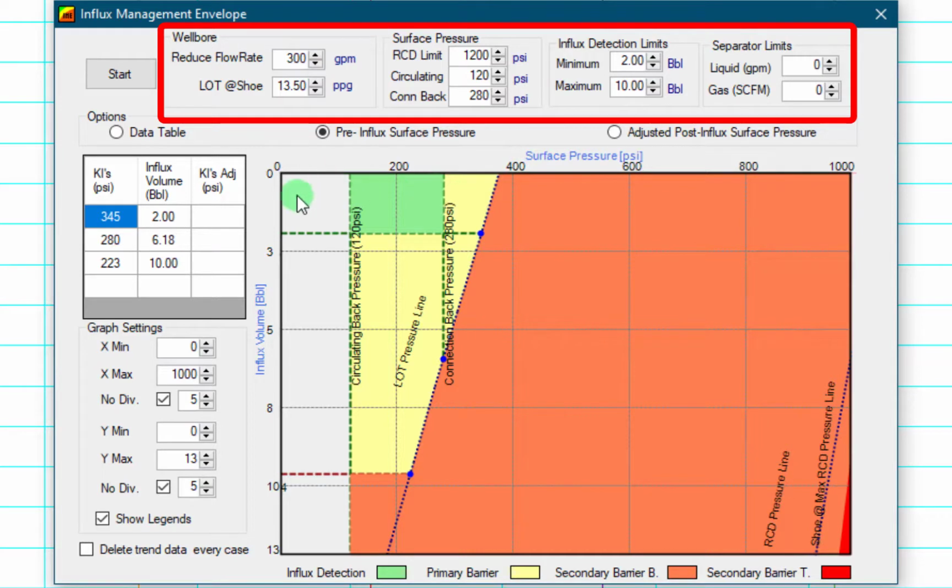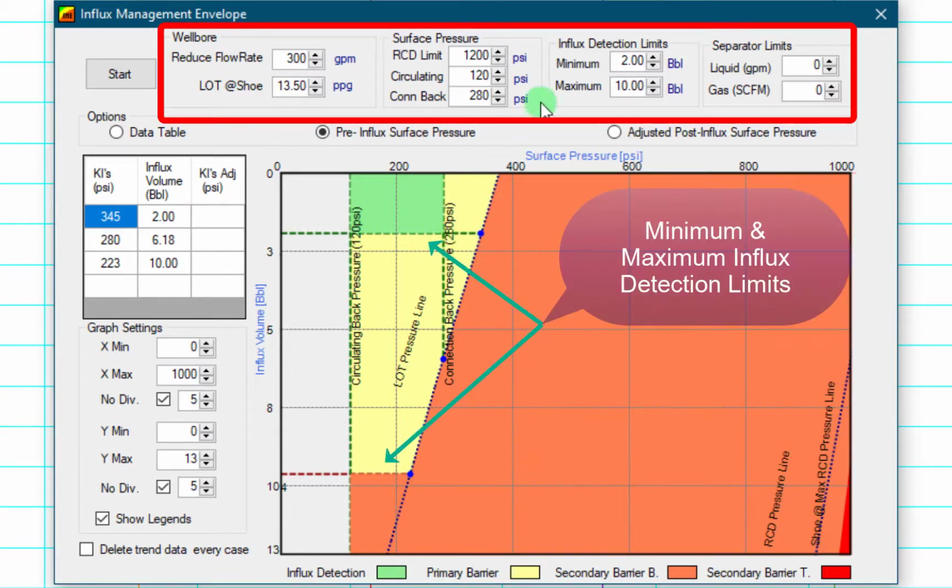the surface pressure and the y-axis displays the volume. So we have these two horizontal lines. The first one is our minimum influx detection limit, and the second one is the maximum influx detection limit. So for this case, it's 2 barrels and 10 barrels.